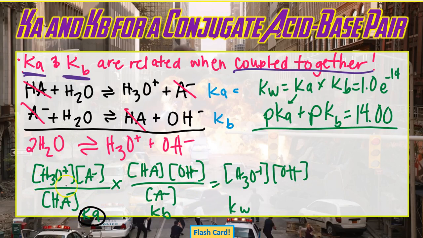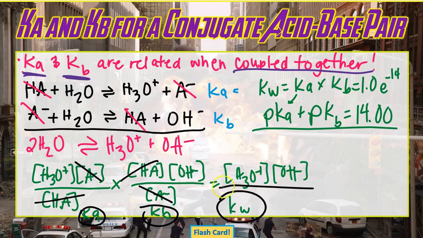So Ka is H3O plus times A minus divided by HA, multiplied by Kb, which is HA times OH minus divided by A minus. So again, you're able to get rid of the variables that are the same on each side, and you're just left with H3O plus and OH minus, which we know is, again, the Kw value. So let's go ahead and get into an example.